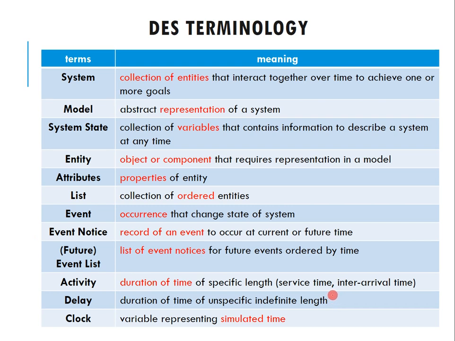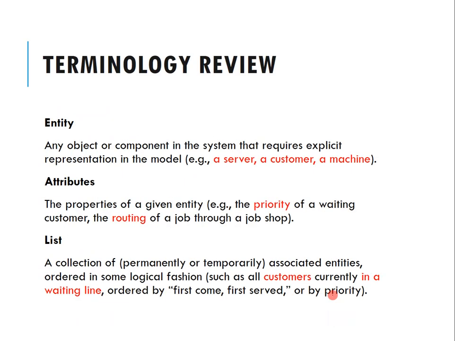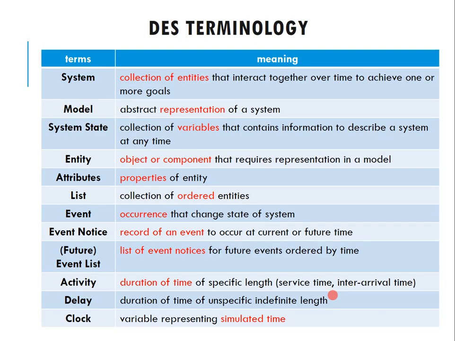This is the terminology used in discrete event simulation. I hope that you get familiar with this terminology. The first one is the system. This is actually the summary: system, model, system state, entity, attribute, list, event, event notice, future event list, activity, delay, clock. The details are in the next slide.